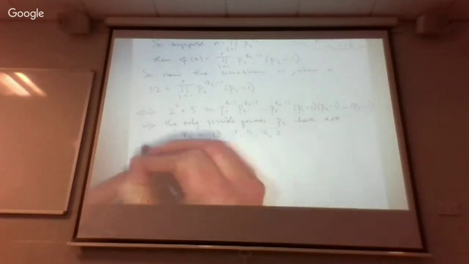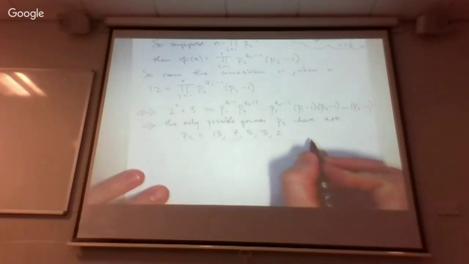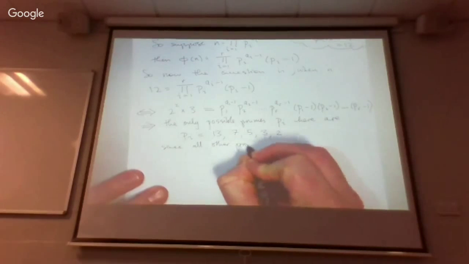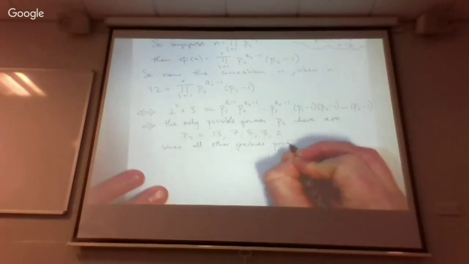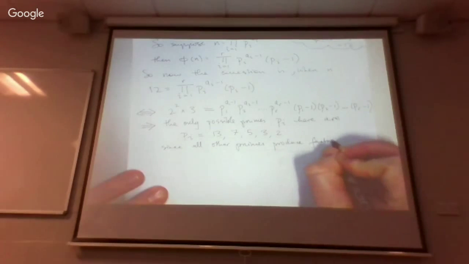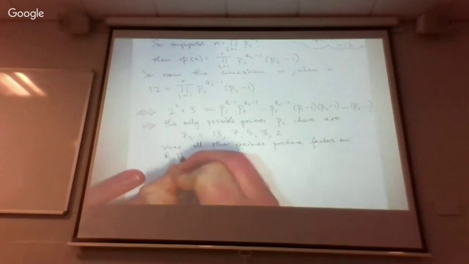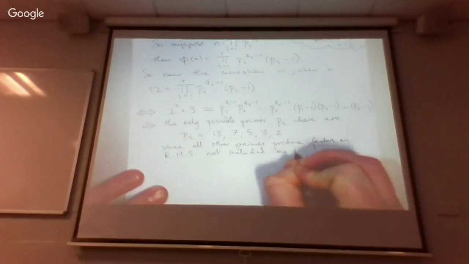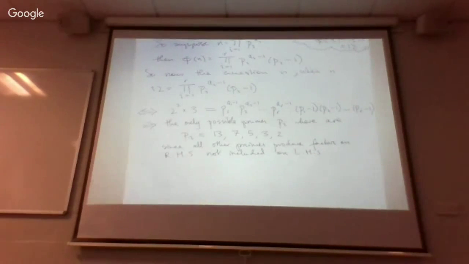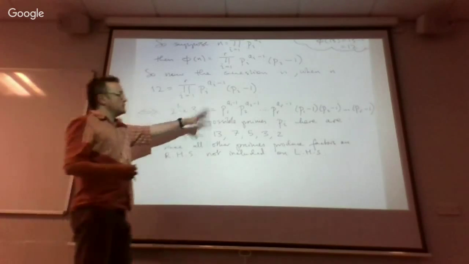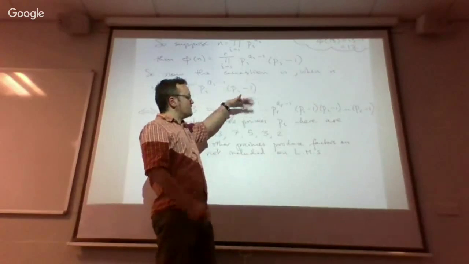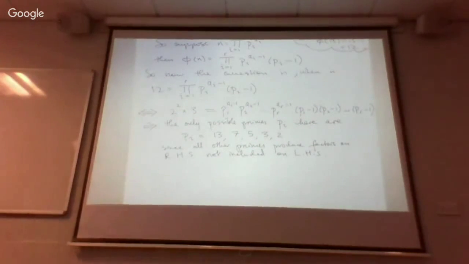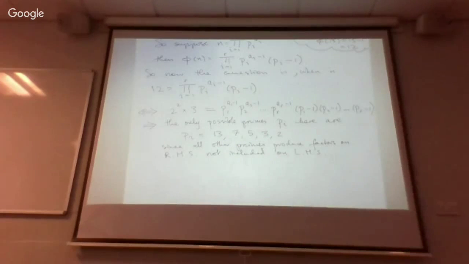Okay, so let's just put a little note to explain what we've done. The only possible primes are these, since all other primes produce factors on the right-hand side not included on the left-hand side. Do you understand what I mean there? We're excluding every prime which produces something on the right which you don't see in 12. And the only ones that don't fail that test are these 13, 7, 5, 3, 2.